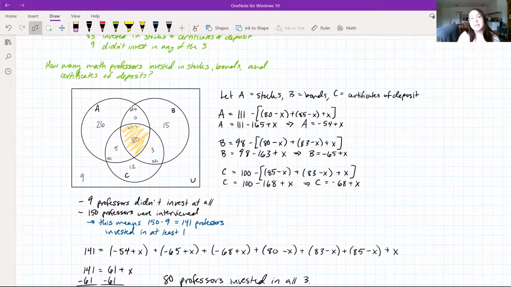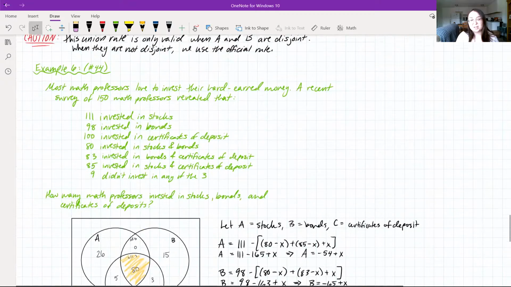So completing our Venn diagram, we get that 9 people didn't invest in anything, 26 people only invested in stocks, 15 people only invested in bonds, 12 people only invested in certificates of deposit, 5 people invested in stocks and certificates of deposit, 3 people invested in bonds and certificates of deposit, 0 people only invested in stocks and bonds, but 80 people invested in stocks, bonds, and certificates of deposit.